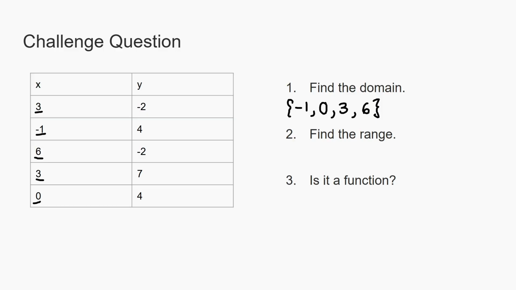Now let's look for the range. The range is going to be the y values. So let's start from the smallest one, which is -2. And then we have 2 4s, but we only need to write 1. And we have 7. Lastly, is this a function? Comment the answer below.